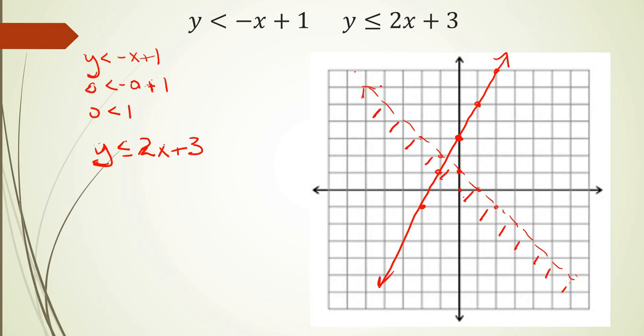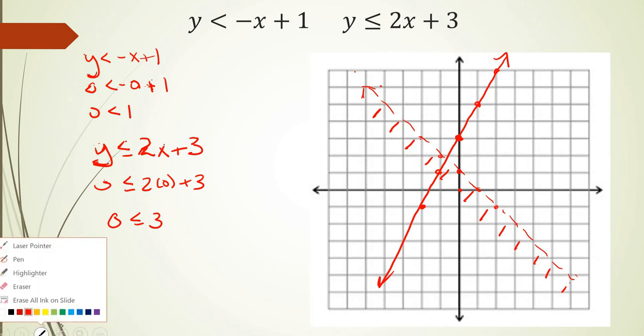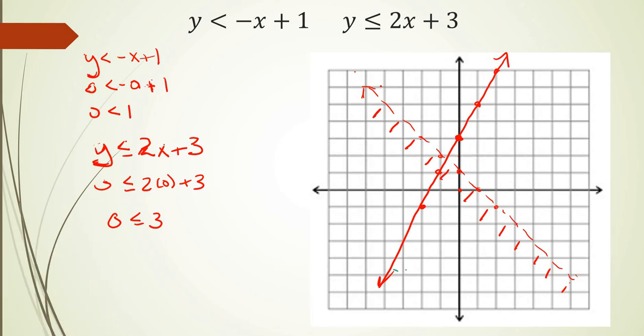And again, I'm going to test the point 0, 0. 0 is less than or equal to 2 times 0 plus 3. So 0 is less than or equal to 3. That's also true. I told you you could color code this, so let's maybe do that. So this is going to go this way. And then what I'm looking to shade is the areas that are solutions to both inequalities.